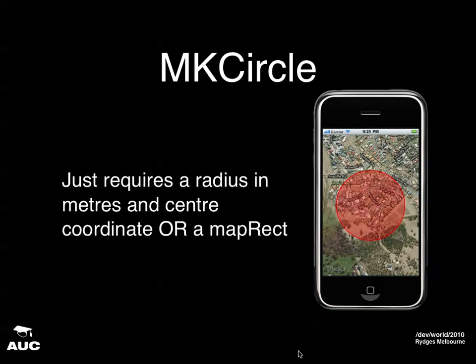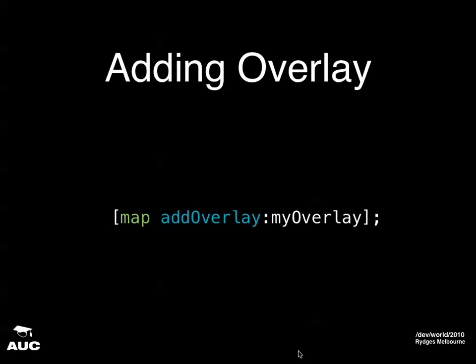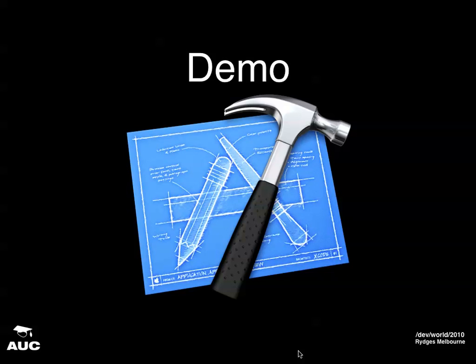Circle's pretty easy. You have a radius in meters. It's technically not meters, it's CL distances, core location distances, which happens to be meters, and a center coordinate or a map rect. If you want to use the map rect, you just say, I take up this rectangle, and then it works out the center and the radius. Whatever's easier. So how do you add these fantastic overlays? You just go add overlay, my overlay, onto the map. Exactly the same as annotations, because they're based on annotations.